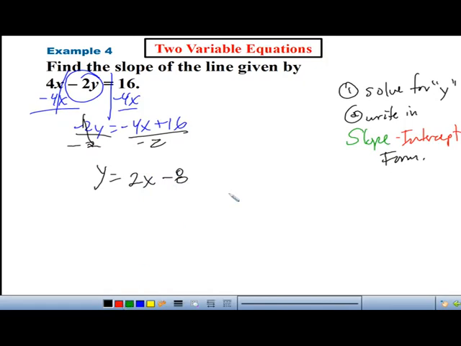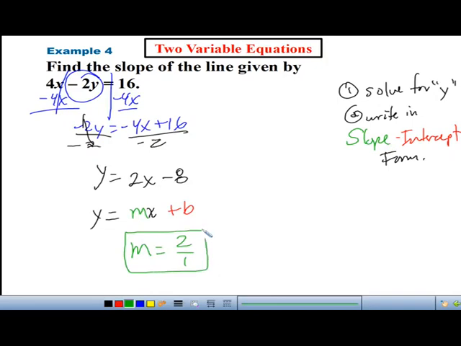All right. Is it in slope-intercept form? Let's check. y equals mx plus b. Is it in slope-intercept form? Yes. So therefore, my slope is 2. And from now on, since we're going to be graphing, write it in fraction form, which is over what?